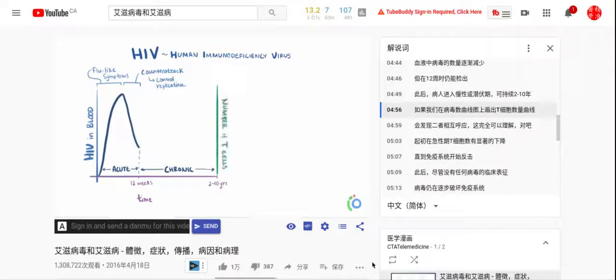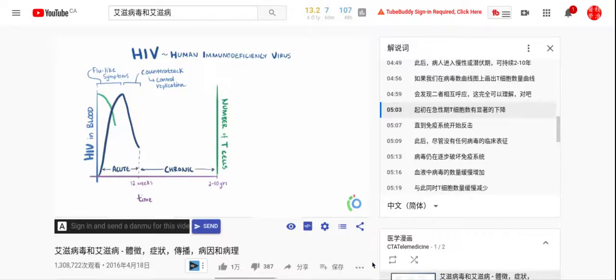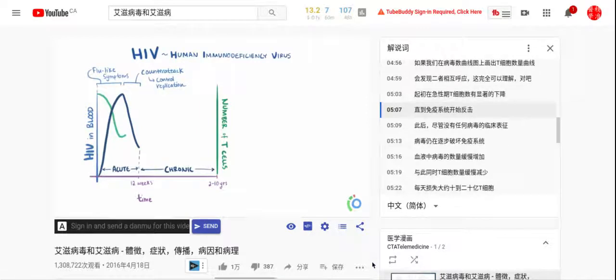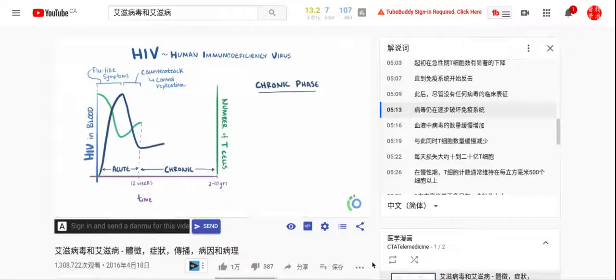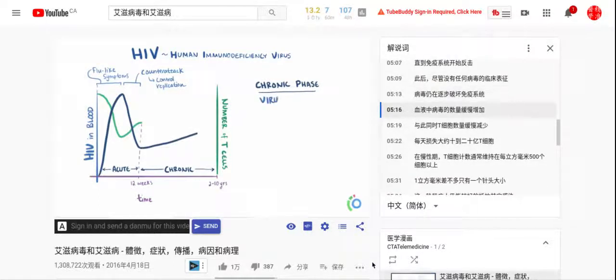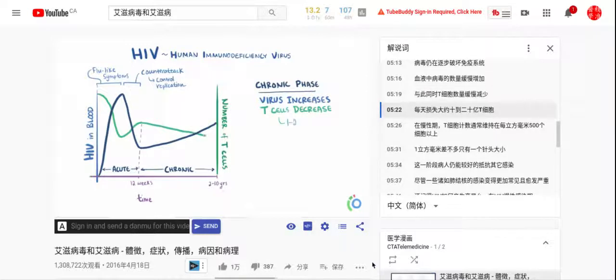If we plot the amount of T cells alongside the amount of virus, we'll see that they loosely mirror each other, which makes total sense, right? Initially, you have a considerable decline in the acute phase until the immune system mounts its counterattack. After this point, even though there might not be any clinical signs or symptoms, the virus is steadily chipping away at the immune system, and the number of viruses in the blood slowly increases, while at the same time T cells slowly decrease, losing about 1 to 2 billion T cells every day.